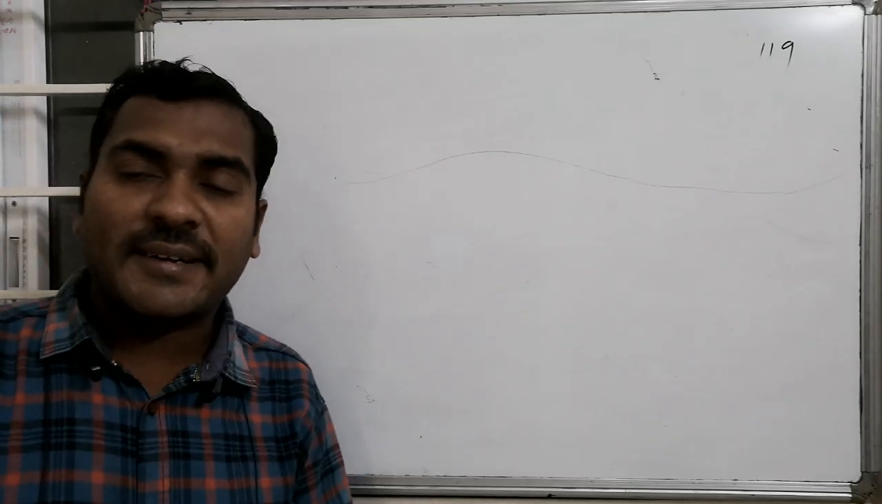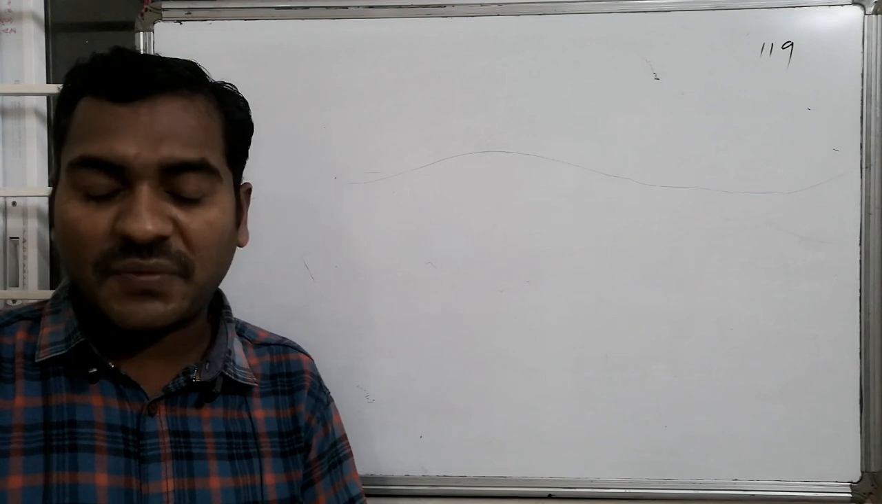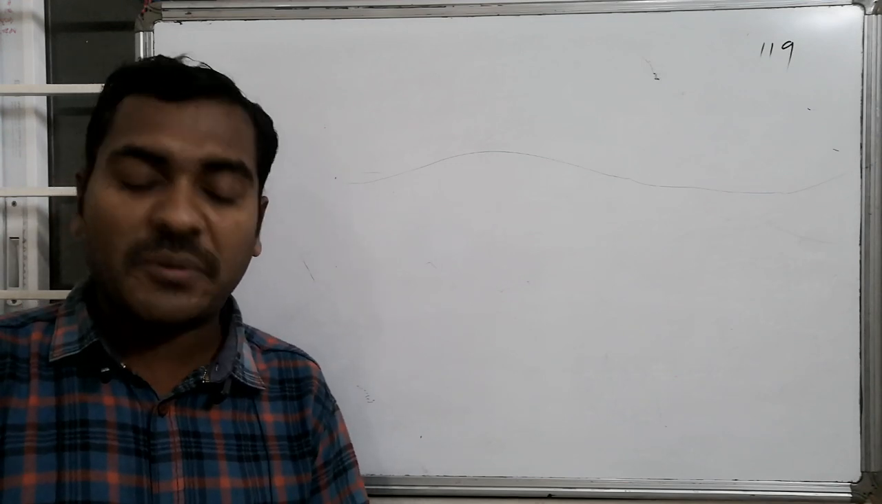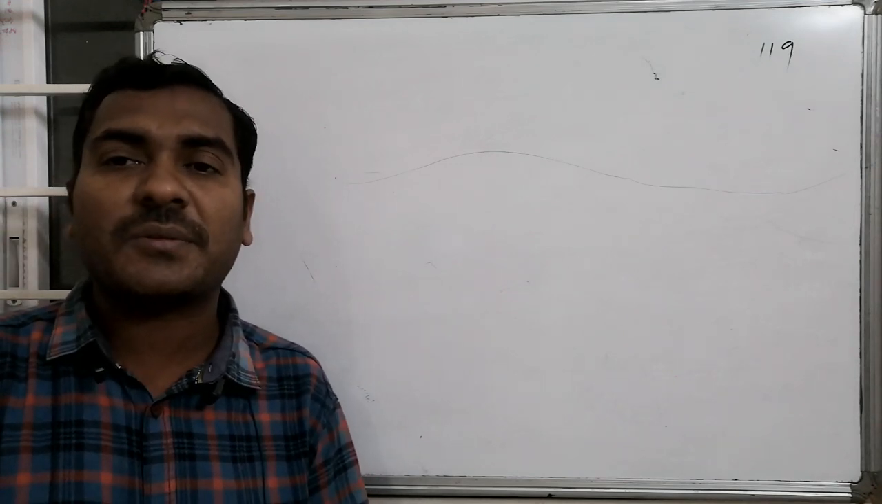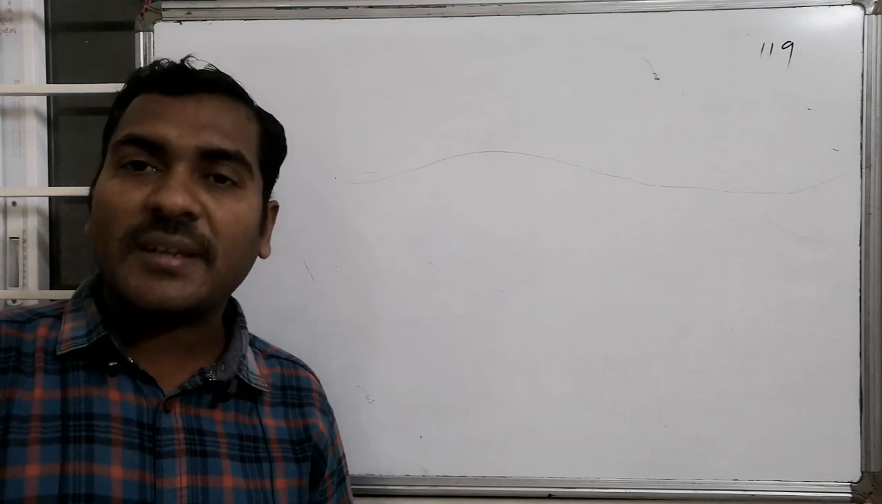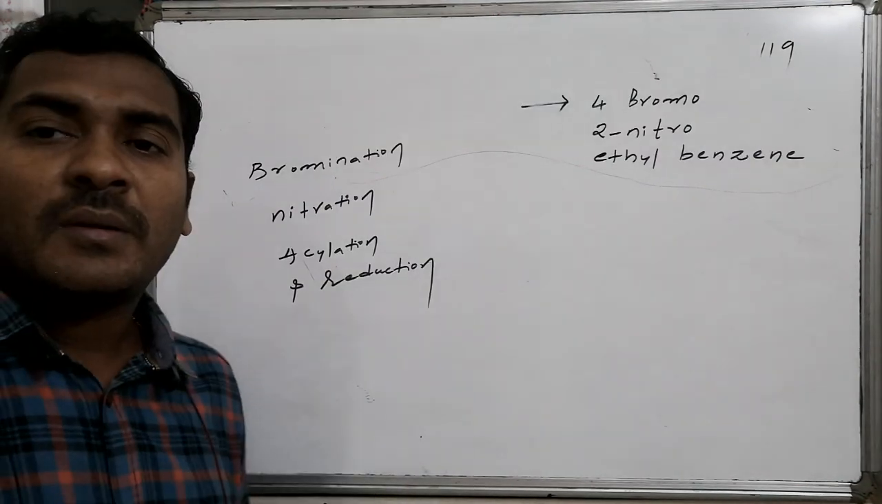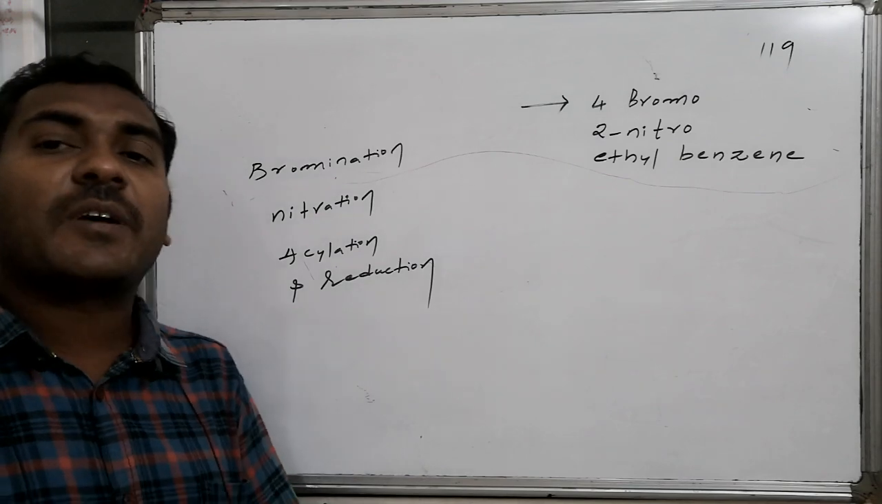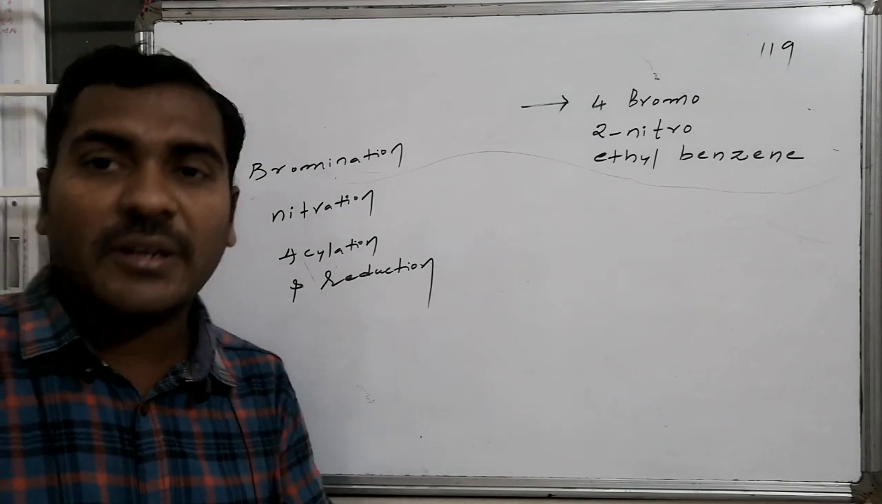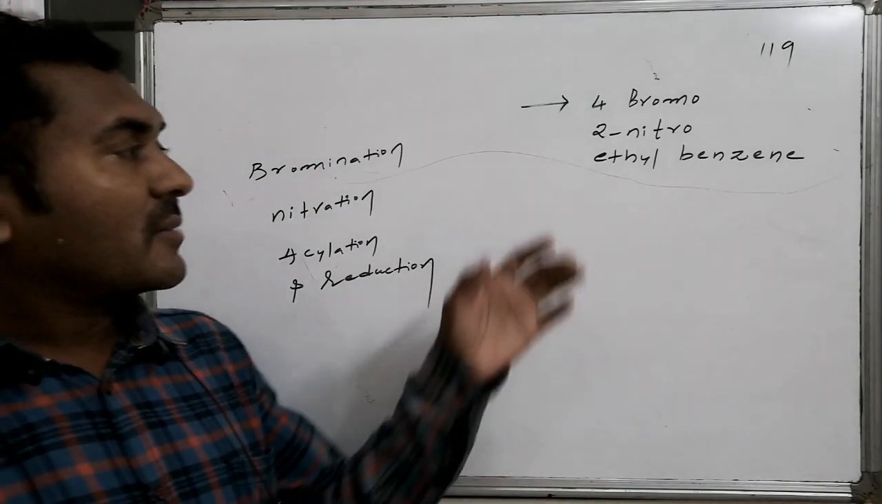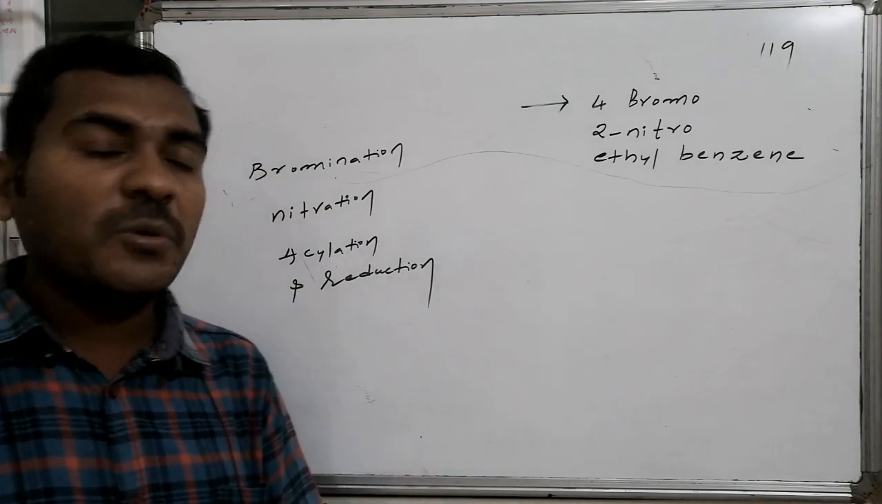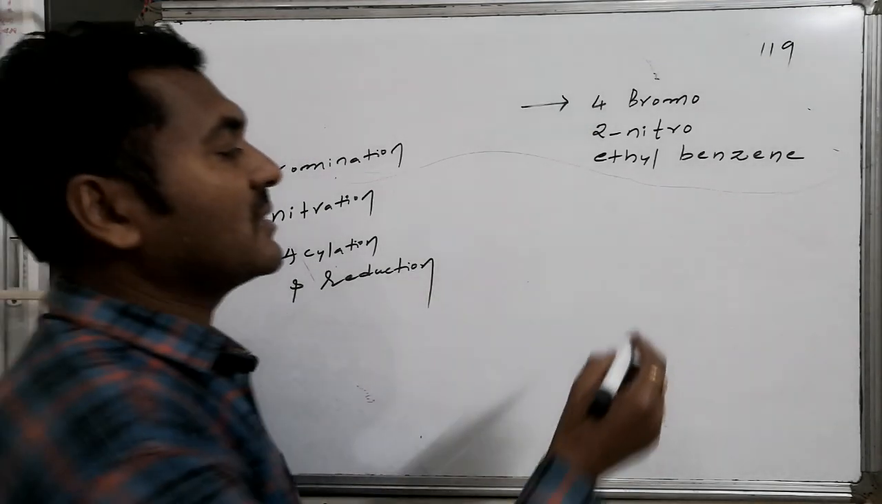The correct sequence of reagents used for the preparation of a particular compound is asked in the form of a question, and the question is present like this. Here the question is regarding the formation of a particular compound, as we informed earlier. That particular compound is 4-bromo 2-nitro-ethyl benzene.